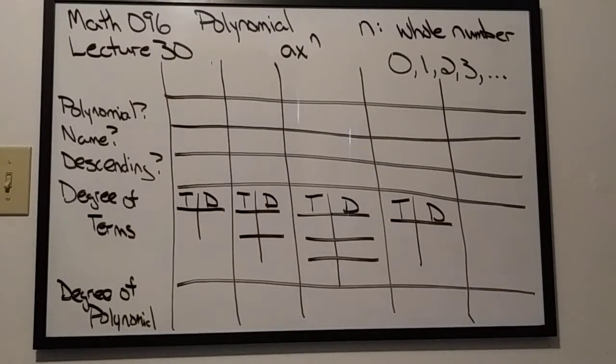Math 096 Lecture 30. Today we're going to be talking about the first day of Section 5.4. And to begin this section, we're going to be talking about items called polynomials. So to get us into that definition, as you look at your handout for the day, you'll notice that I've started the handout with a reminder.